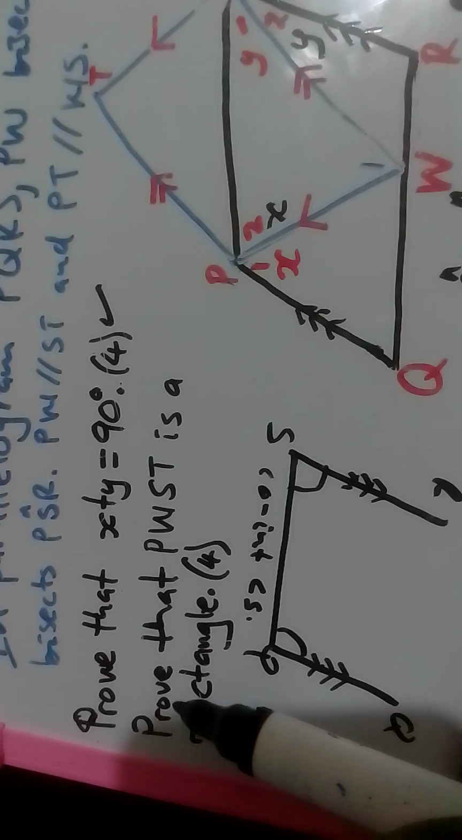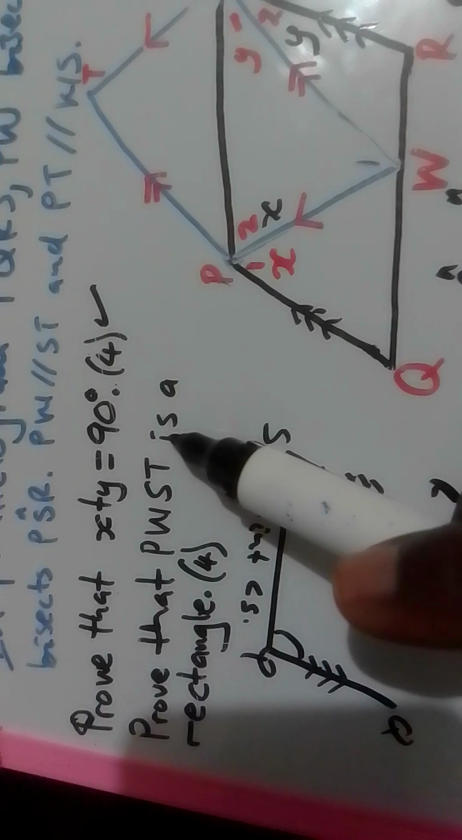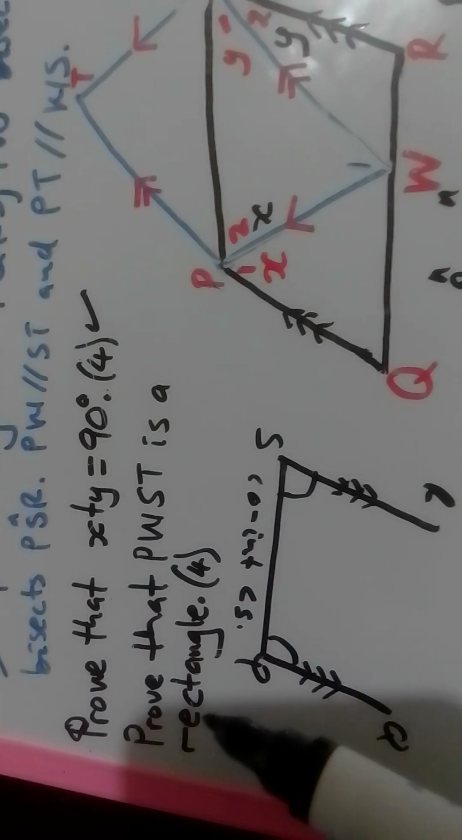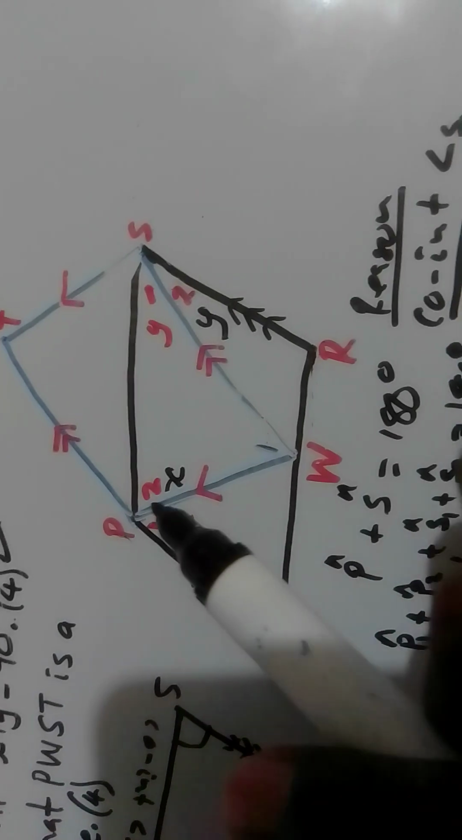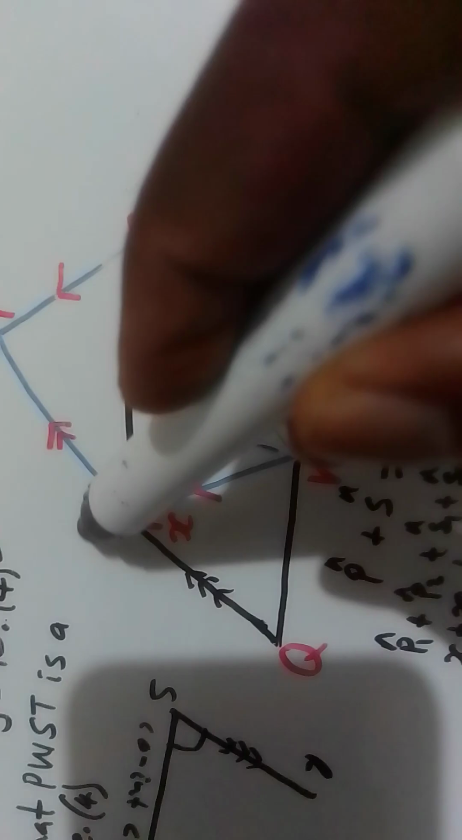Done. Then this follow-up question says, prove that PWST is a rectangle. Where do I get PWST? This point here.